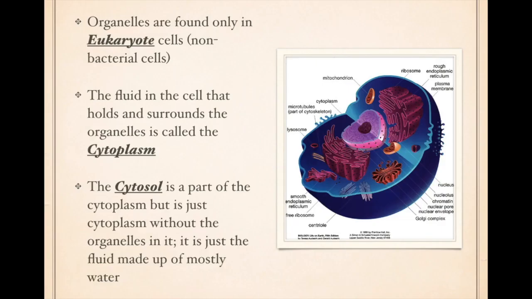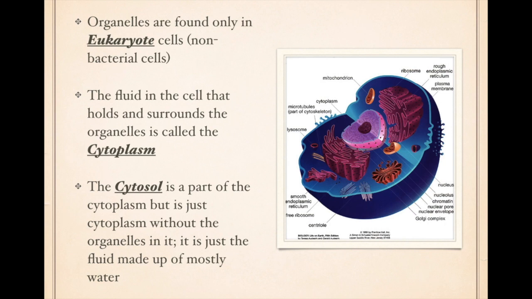Let's go back and be reminded what a eukaryote cell is. A eukaryote cell has a nucleus. It has membrane-bound organelles. Now remember, a prokaryote cell is like a bacterial cell. Bacteria cells don't have these organelles. They don't have a nucleus. So we're not going to focus on bacterial cells since this part of the chapter is dealing with organelles. We're going to focus on the eukaryote.